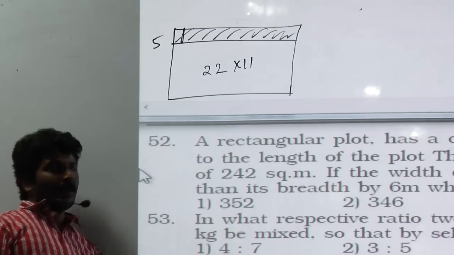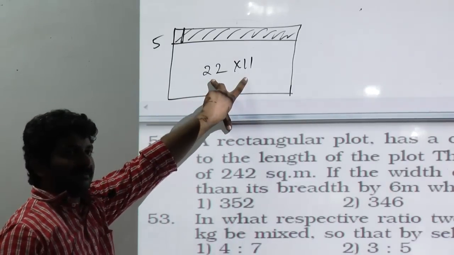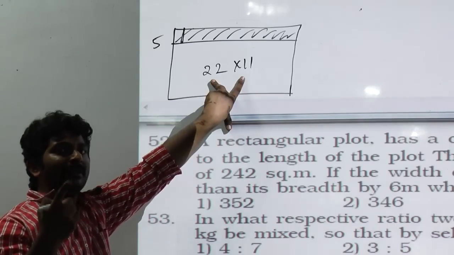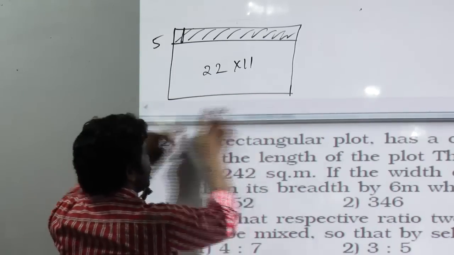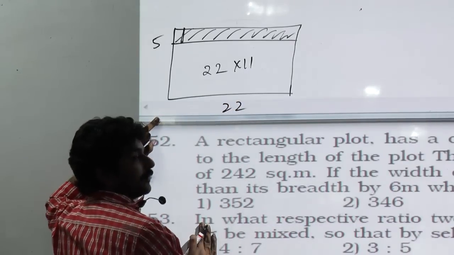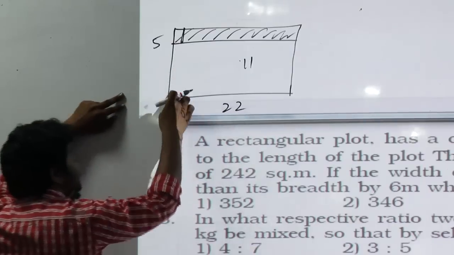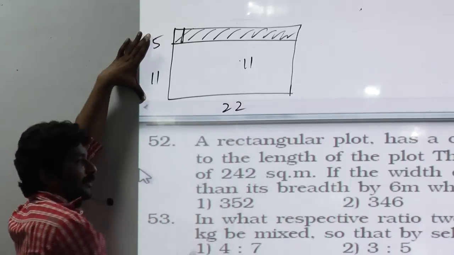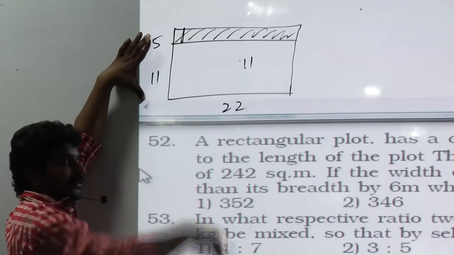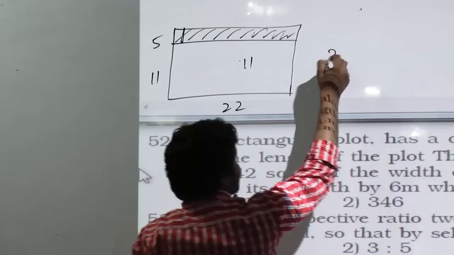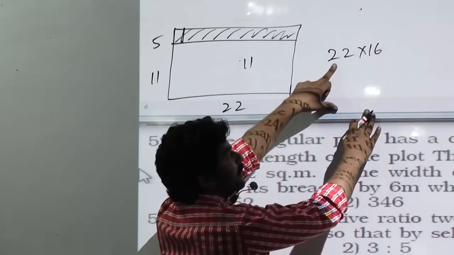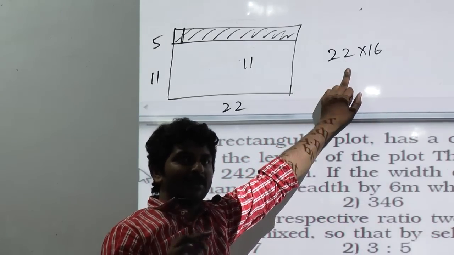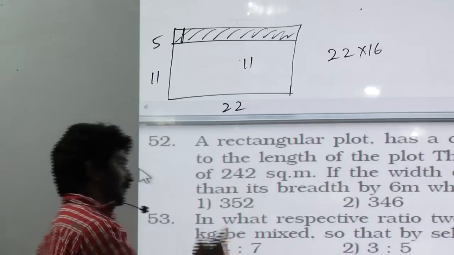Yes or no? So one of these should be length. One of these should be length, and you know that length is definitely more than breadth. So this is 22, and this is 11. Breadth is 16. Length is 22. Area is 22 into 16. 16 twenty times is 320, plus 16 two times is 32. 320 plus 32 is 352.